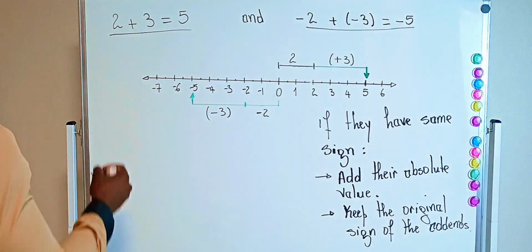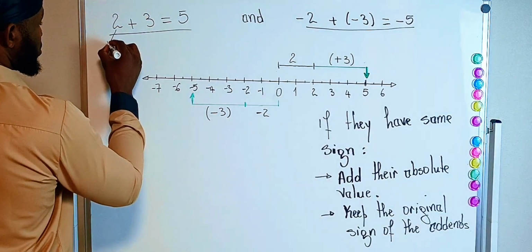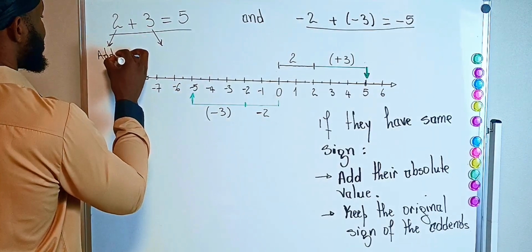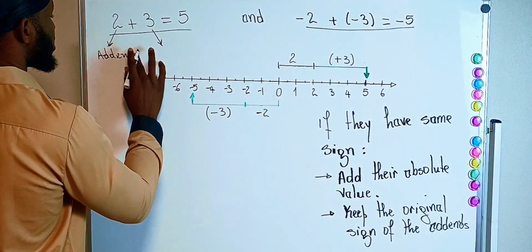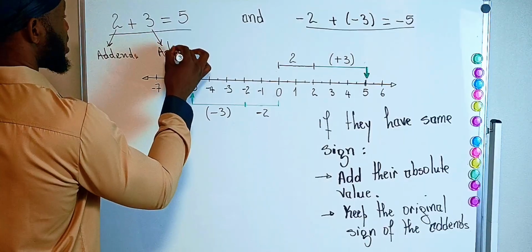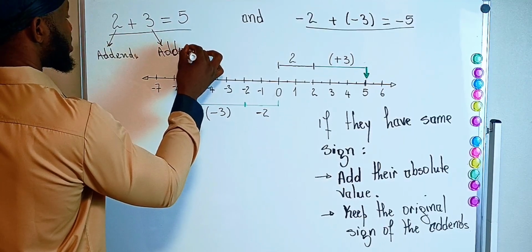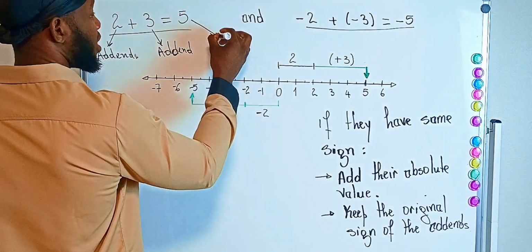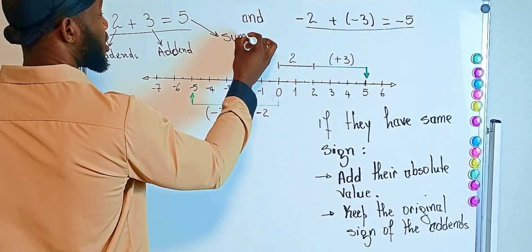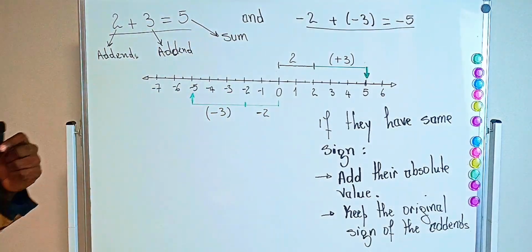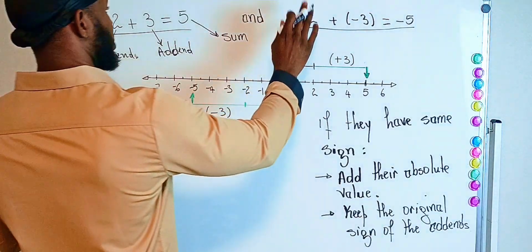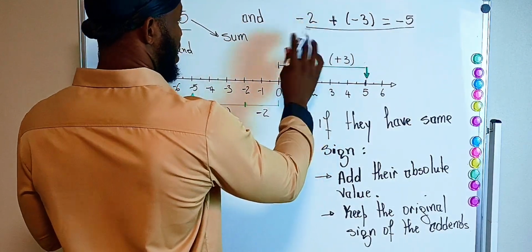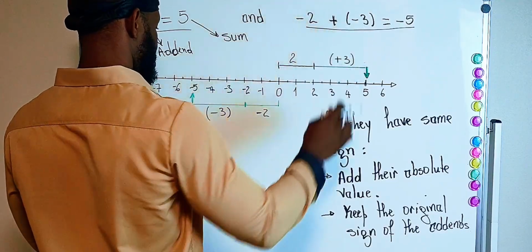The addends are what? 2, 3. Those are addends. This is how they call them. Addend. And the 5 is the sum, which is the answer for addition. So same thing. These are the addends because this is addition of two negative numbers.